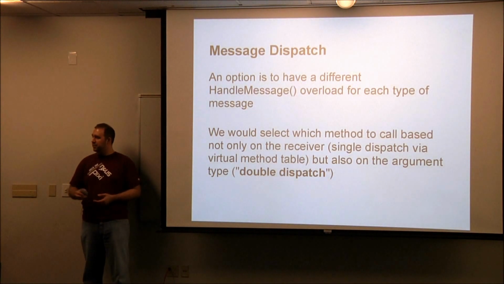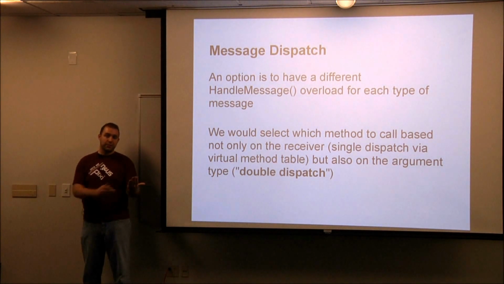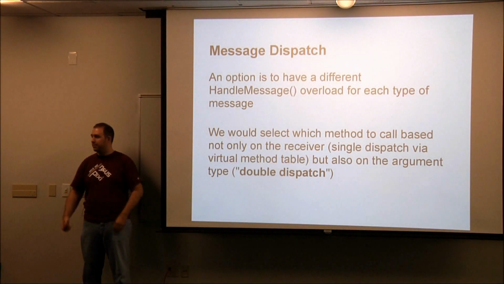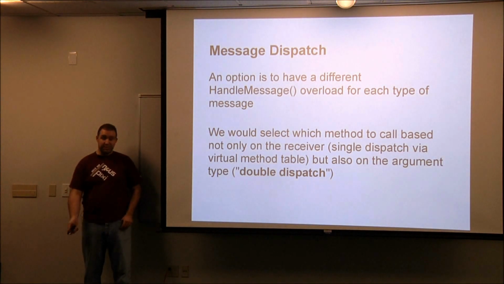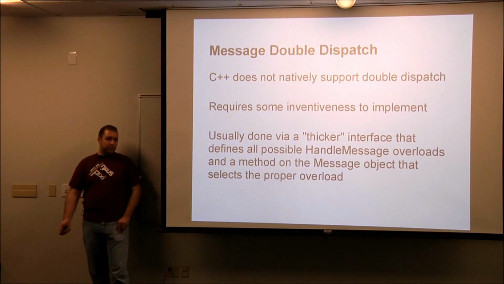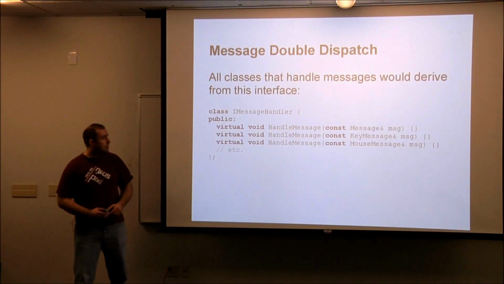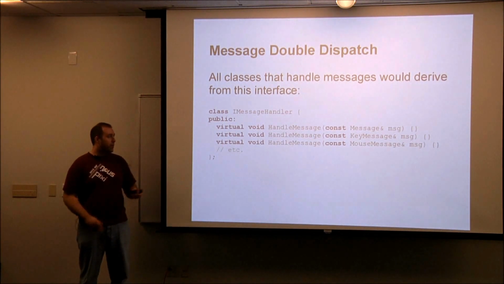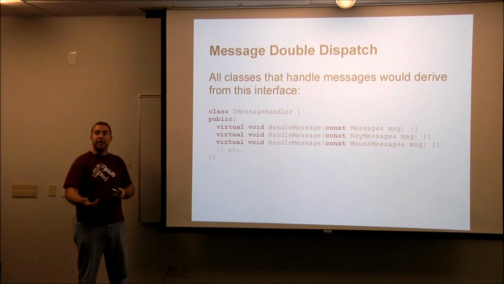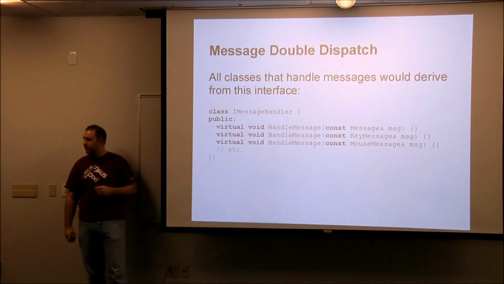Double dispatch is the case where we not only care about what is the type of the object the virtual method is on, but we also want to dynamically pick a method based on the type of the second object. C++ does not natively support this, unfortunately. So there's actually a little trick you can use to implement this. You can create a new interface called message handler, and you create a new version of handle message for each of the possible message types in your game. So you've got the base message, key message, mouse message, add all the other ones you want.